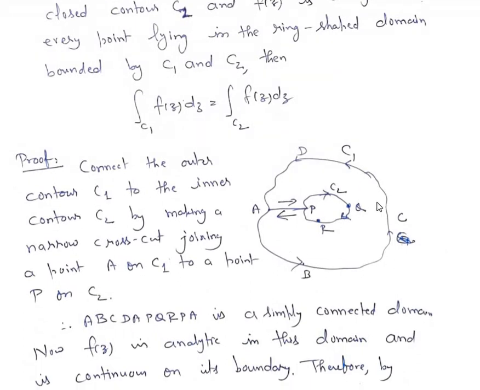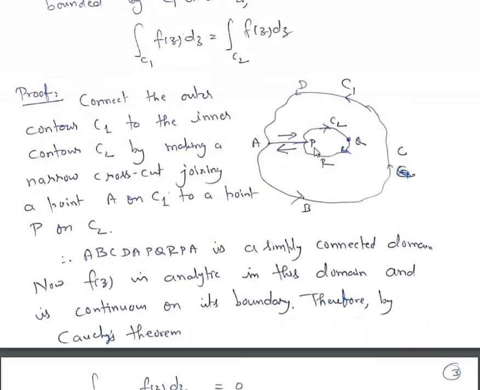Now, this is a multiply connected domain. So, to convert it into a simply connected domain, we make a cut from A to P. Connect the outer contour C1 to the inner contour C2 by making a narrow cross cut joining a point A on C1 to a point P on C2. Now, if you open it up, we go A, B, C, D, A, then from A to P, then from P to Q, this way P, Q, R, P, A. Then this is a simply connected domain. So, f(z) is analytic in this domain and is continuous on its boundary.